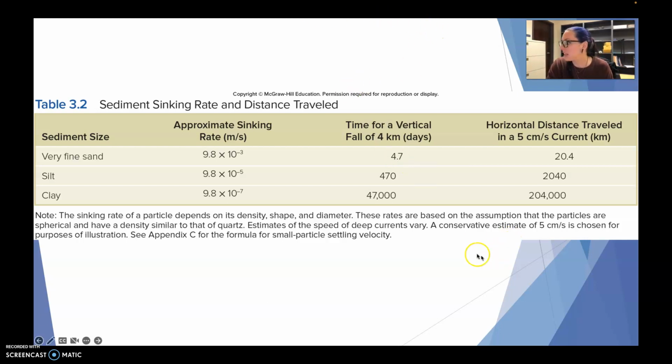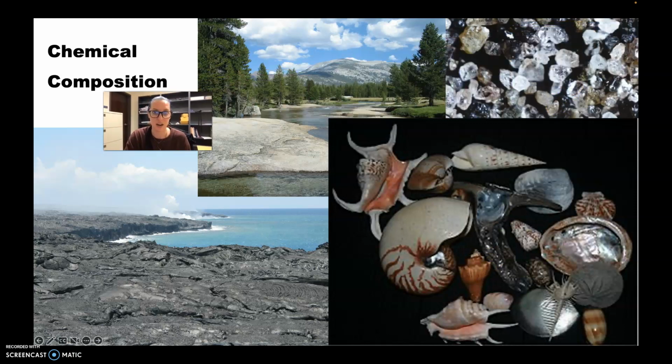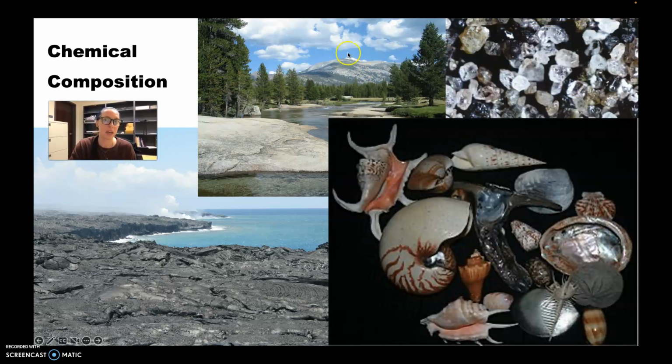And then the next thing I want to touch on is the chemical composition of the various sediments that we see here. So chemical composition would be like, are they made of rocks? Are they made of glass? Are they made of bones or biological creatures? Or are they made of lava? Like, what are they chemically made up of? So that's another way that we can classify sediments.